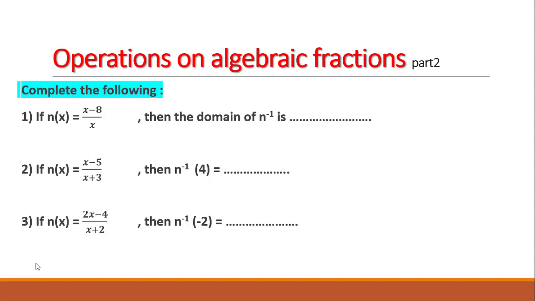Here, for example, n of x equals x minus 8 over x. Then the domain of n power negative 1 means R minus the zeros of the numerator and denominator, both of them. So it will be R minus what? Yes, minus {8, 0}. I'll take the zeros up and down. Number 2: if n of x equals x minus 5 over x plus 3, I want n power negative 1 of 4.